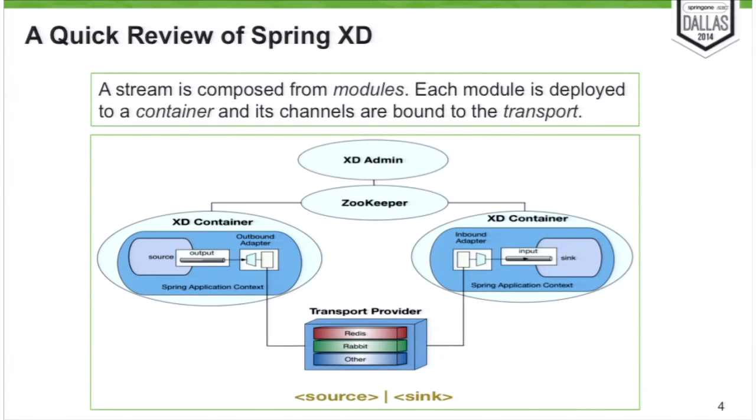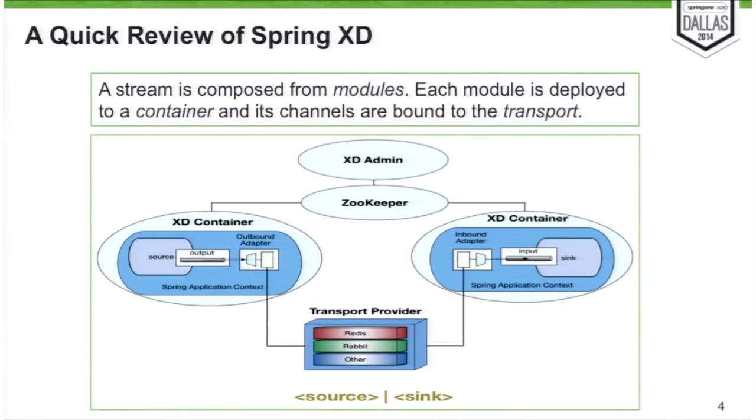I'd call your attention to the diagram on the left and the mirrored part on the right, showing the container module. The source module is deployed to its own Spring application context. And a source module must have an output channel. And the sink module has a corresponding input channel. Now what happens during deployment is the message bus kicks in and builds adapters, outbound and inbound adapters, for the specific transport that's configured.